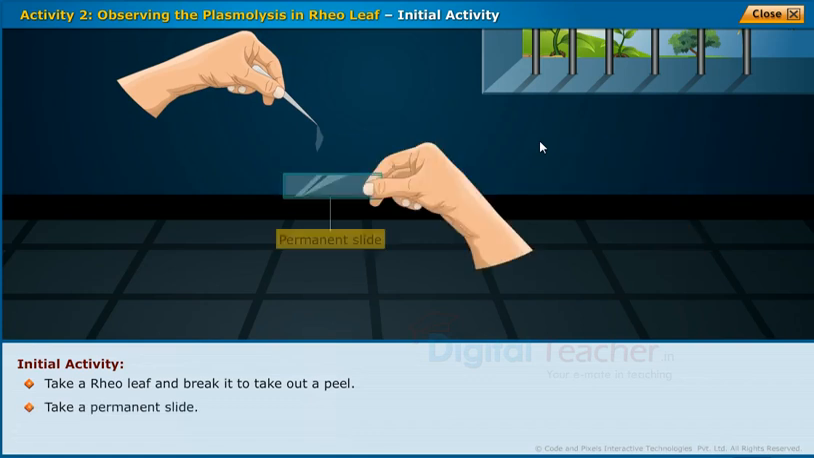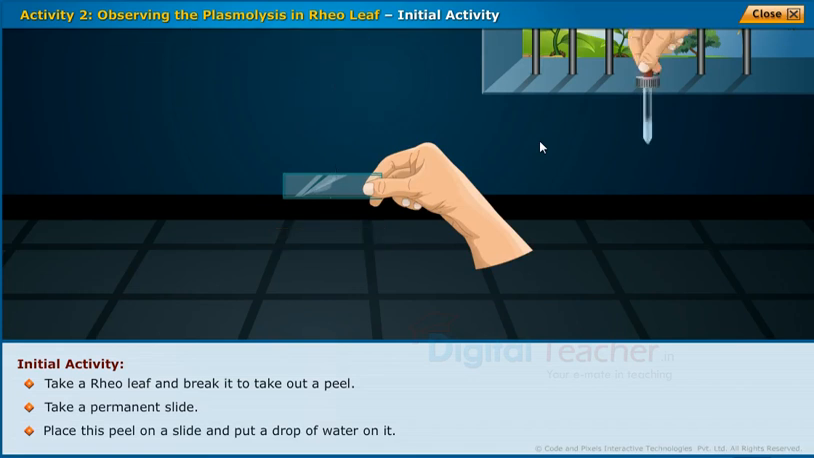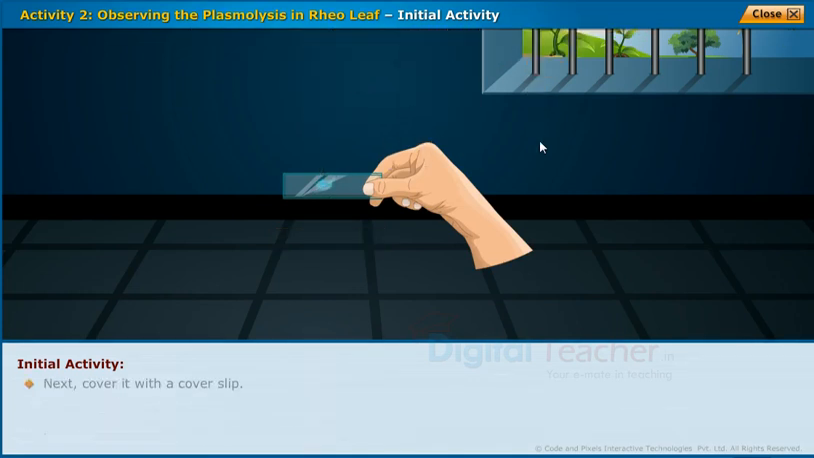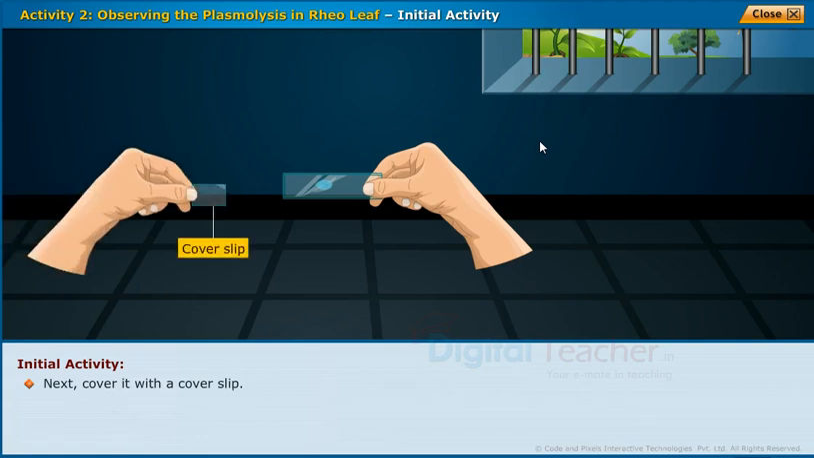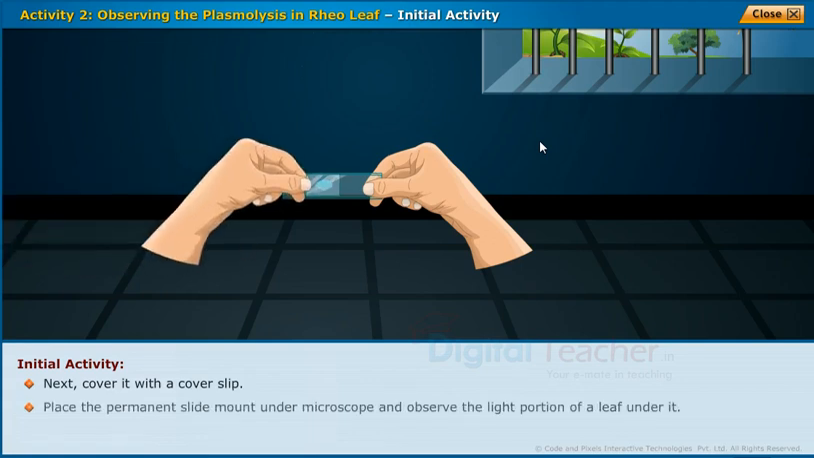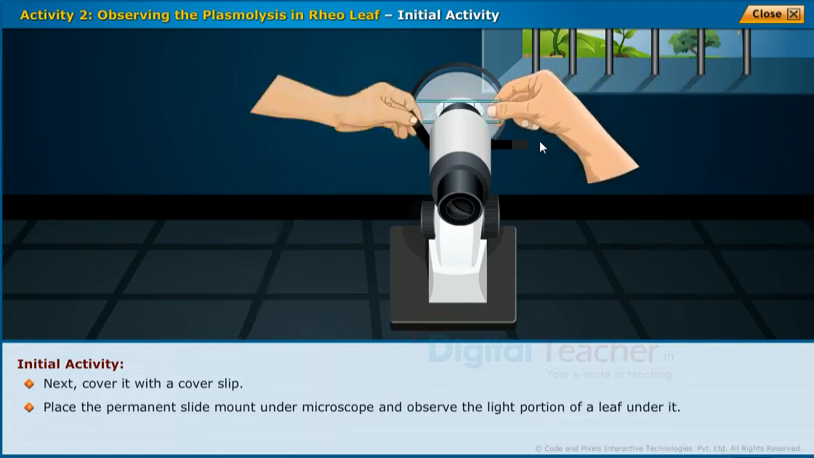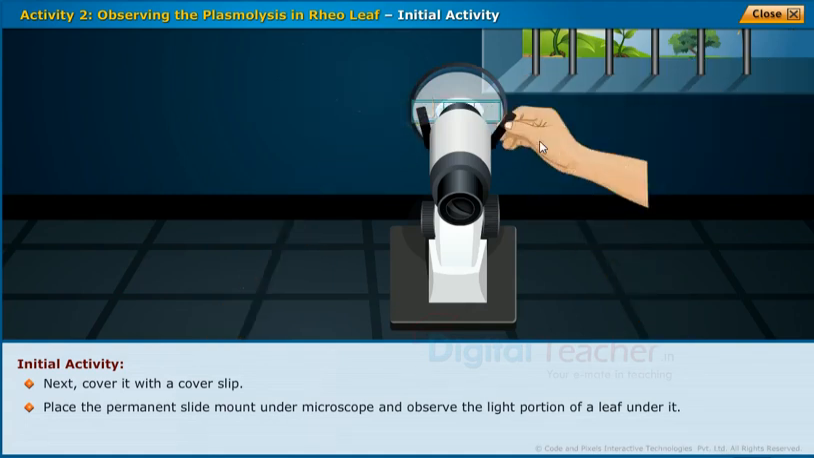Take a permanent slide. Place this peel on a slide and put a drop of water on it. Next, cover it with a cover slip. Place the permanent slide mount under the microscope and observe the light portion of a leaf under it.